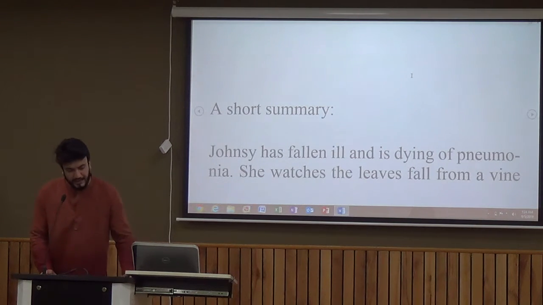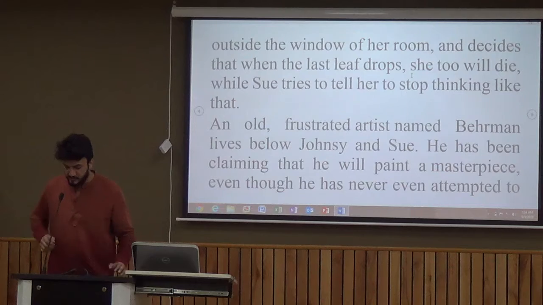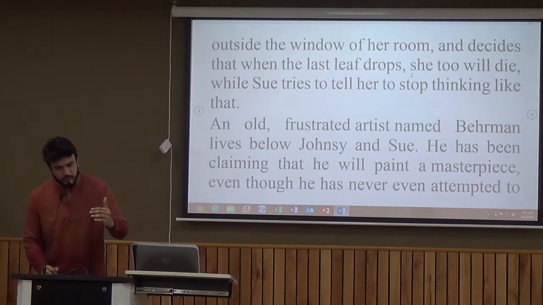Johnsy has fallen ill and is dying of pneumonia. Please watch the spelling of pneumonia, where the P is silent, and it is spelled as pneumonia. She watches the leaves fall from a vine outside the window of her room and decides that when the last leaf drops, she too will die. Sue tries to tell her to stop thinking like that. Johnsy has fallen seriously ill, and she looks outside the window, and whenever she sees a leaf falling down from that ivy creeper, she thinks that when the last leaf falls down, she would also pass away.